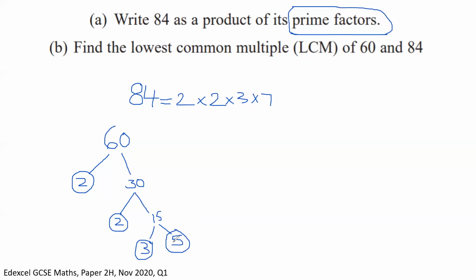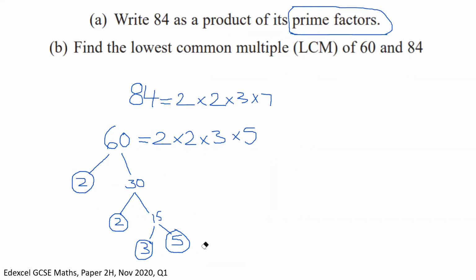Now, both of these numbers, hopefully you're getting the idea, are both prime numbers. So 3 and 5 and 2 can only be divided by the number itself and 1. None of these can be divided by any other number, and therefore we found the prime factors of 60. So we can write down again that 60, as a product of its prime factors, is 2 times 2 times 3 times 5.